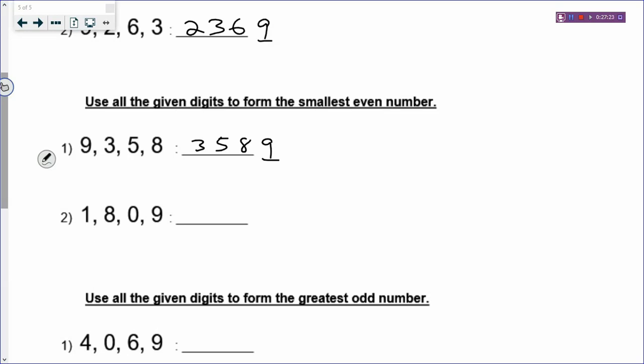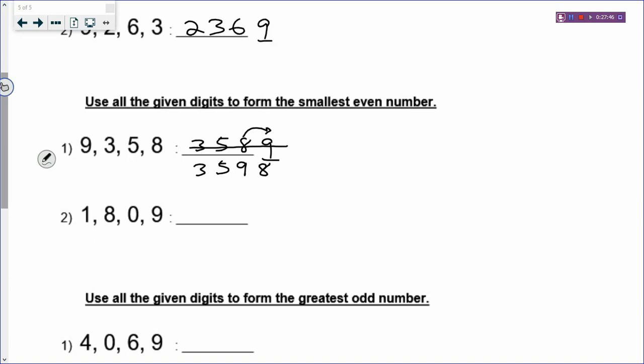I look at any digits that are even. Yeah, there's an 8 here. So I just push it to the right. So I will have 3, 5, alright, and then the 9 I just bring inside, and then the 8 at the back. Right? So that is my smallest even number. Okay? So you just have to make sure the last digit is an even.